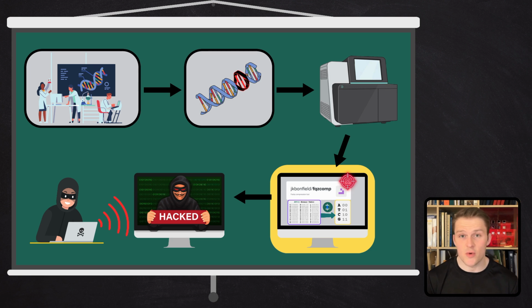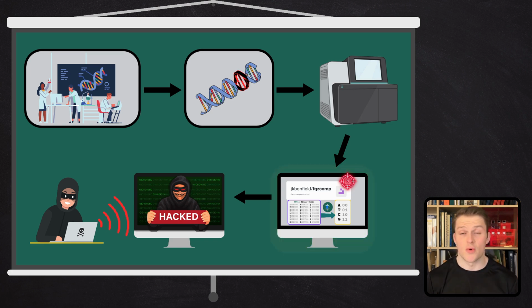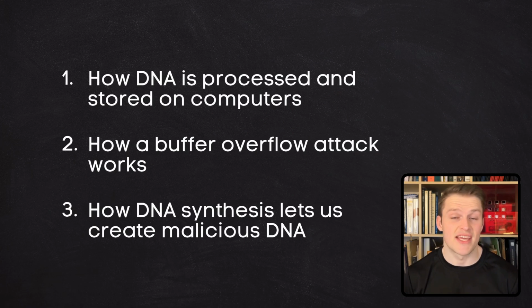The researchers at Washington had a disturbing thought. What if the software analysing DNA sequences wasn't as secure as we assumed? Could someone potentially hide malicious code within a DNA sample itself? To answer this question, we need to understand three key concepts: how DNA is processed and stored on computers, how a buffer overflow attack works, and how DNA synthesis lets us create malicious DNA sequences. Let's break down each one.